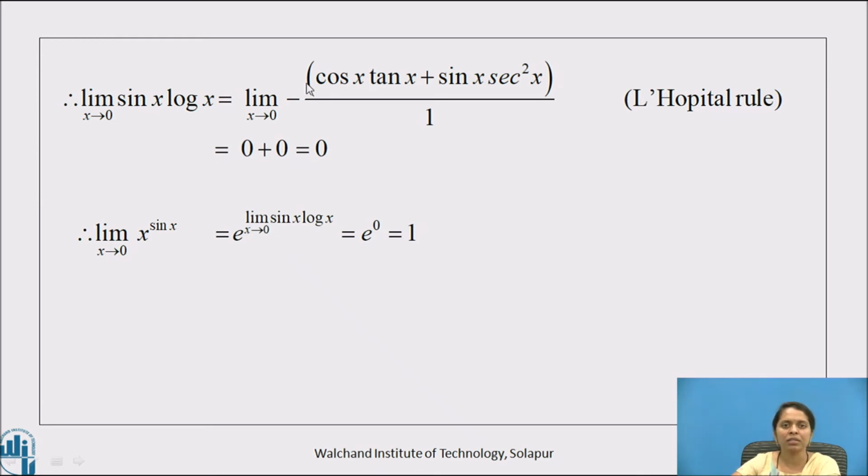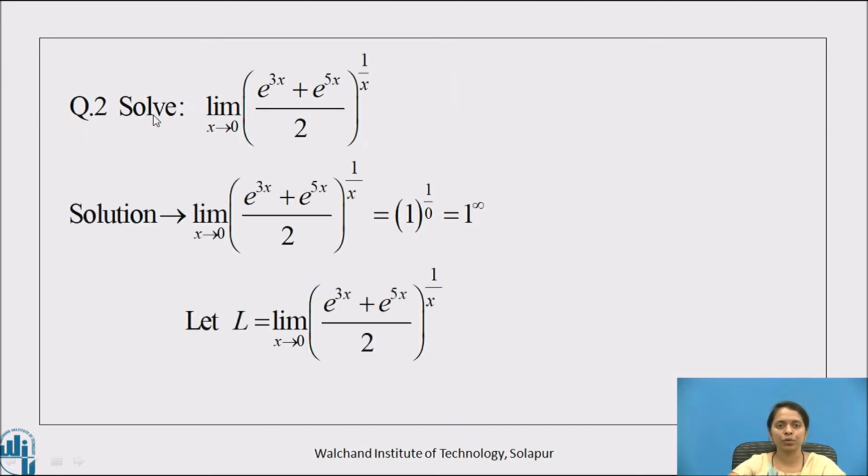But remember, this is not the value you want. You want the limit of this term. We have evaluated the limit of power term only. So, limit x tends to 0, x to the power sin x is equal to e to the power limit x tends to 0 sin x into log x, that is we have already evaluated it, e raised to 0, which is 1. Let us solve example number 2.